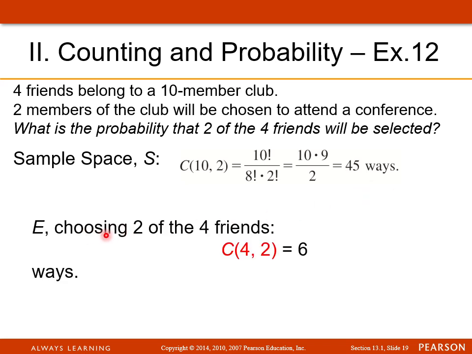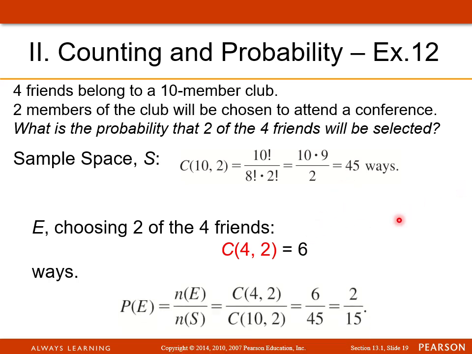To choose 2 of the 4 friends, we have 4 people, and if we're going to choose 2 of them, there are 6 different ways we can choose 2 of them. So now we make our fraction 6 over 45 and simplify that. So 2 out of 15 is the probability that 2 of the 4 friends will be selected.